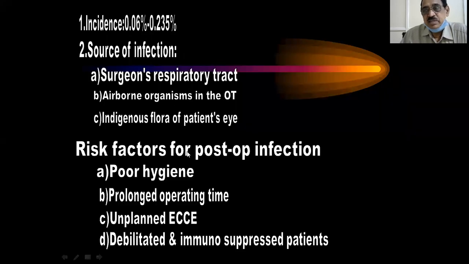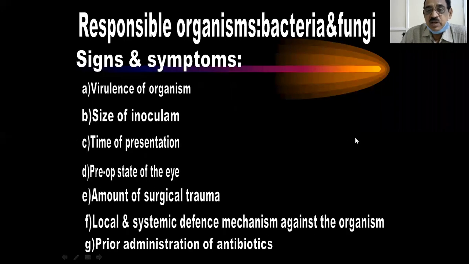Bacterial endophthalmitis is another thing which can be given as a short notes question for you. The incidence is around 0.06% to 0.235%. Source of infection is the surgeon's respiratory tract, which we have already talked about, airborne organisms in the OT, and also indigenous flora. Risk factors for post-operative infection are poor hygiene, prolonged operation time, an unplanned ECCE, and debilitated, immunosuppressed individuals and the people who are on immunosuppressive drugs, corticosteroids and all these things. These people are more prone to it.